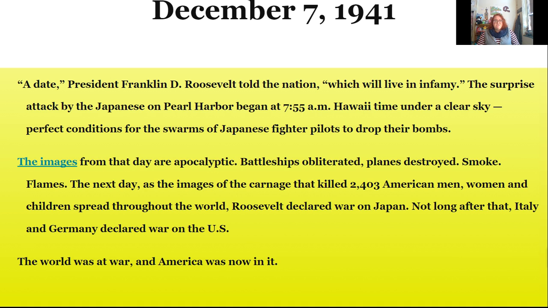The surprise attack by the Japanese on Pearl Harbor began at 7:55 a.m. Hawaii time under a clear sky. Perfect conditions for the swarms of Japanese fighter pilots to drop their bombs. The images from that day are apocalyptic. Battleships obliterated, planes destroyed, smoke, flames. The next day, as the images of the carnage that killed 2,403 American men, women, and children spread throughout the world, Roosevelt declared war on Japan. Not long after, Italy and Germany declared war on the United States. The world was at war, and America was now in it.